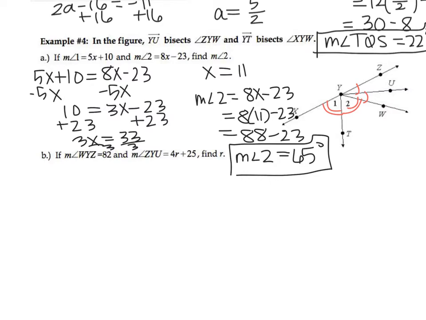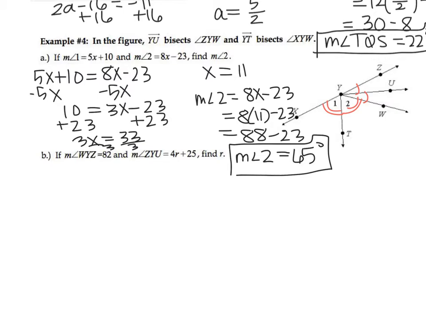In our last example, we're given the measure of angle WYZ is 82 degrees, and then the measure of angle ZYU is 4R plus 25. We want to find R. There are a couple different ways we could solve this problem. I'm going to do both. I'm going to do the easier one first, and then I'll do the one that takes a little bit more time. So since we know YU is an angle bisector, it splits our angle in half.